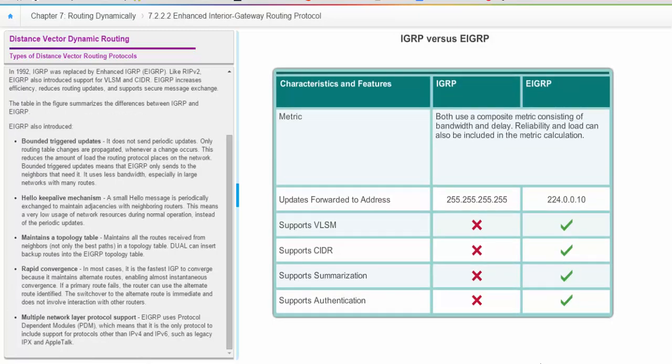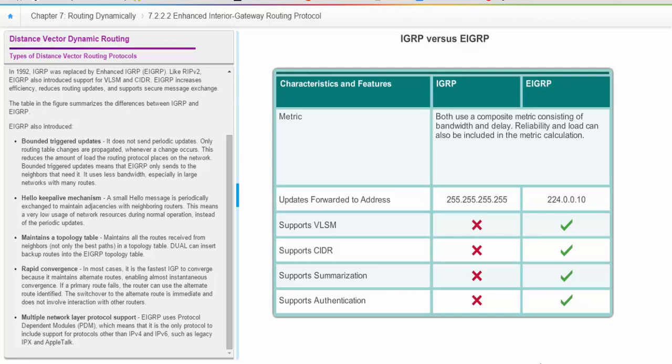Now looking at IGRP versus EIGRP. Both of them use a composite metric consisting of bandwidth and delay. Reliability and load can also be included in the metric calculation. IGRP does a broadcast message to update when it forwards these addresses, and then EIGRP uses a multicast. IGRP does not support VLSM, CIDR, summarization, or authentication, where EIGRP does.